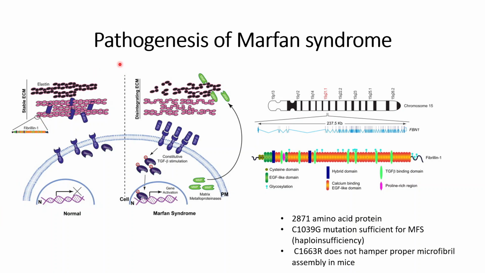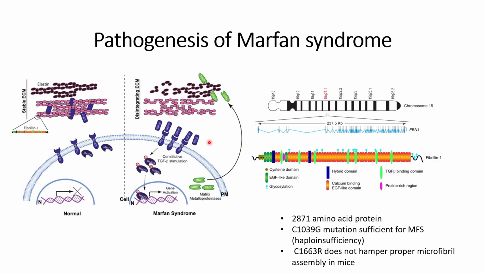In this video we will discuss the pathogenesis of Marfan syndrome. So what is this Marfan syndrome? Marfan syndrome is a genetic disorder that is associated with connective tissue, and the problem in connective tissue might lead to abnormal functioning of different body parts such as the heart, eyes and other body parts.